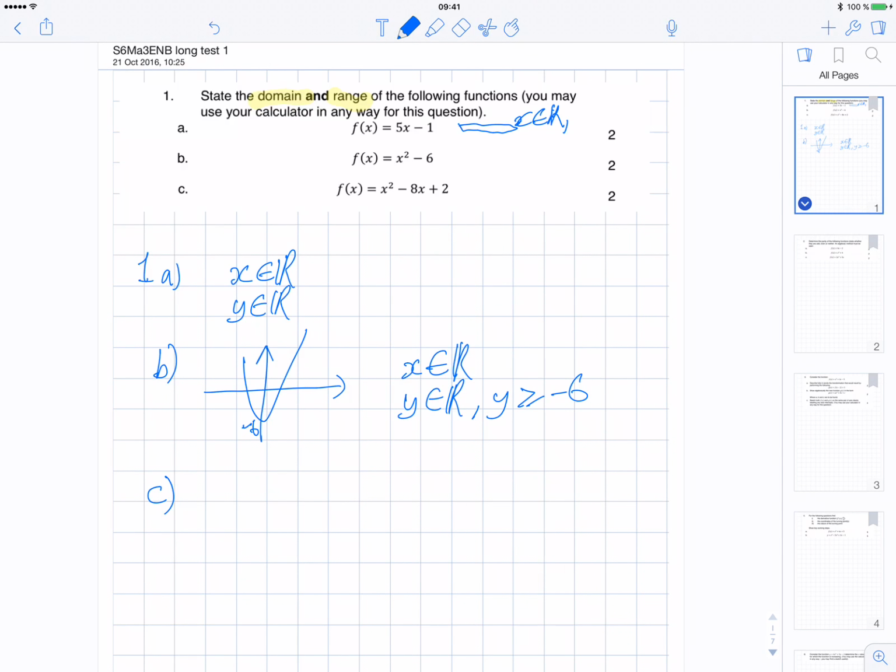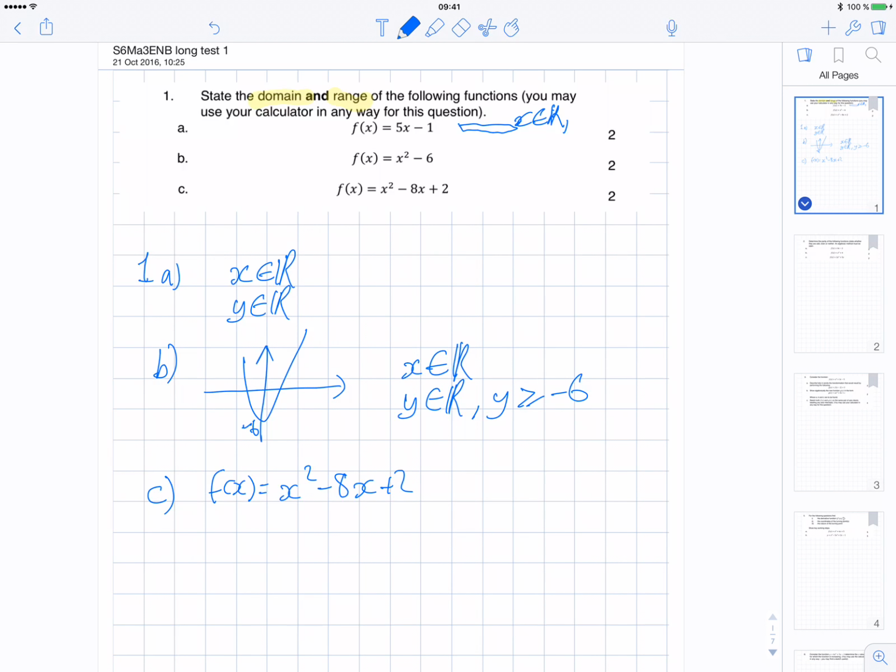And finally, for c, we have f of x is equal to x squared minus 8x plus 2. So I'm going to use the calculator. I'm going to make sure I'm in a new document. Every question is going to have a new problem. So I'm going to plot my graph on my calculator: x squared minus 8x plus 2. And I need to just zoom out. So menu 4 for Window zoom, zoom out, and I'm just going to try and find the minimum point on the graph. I push escape.